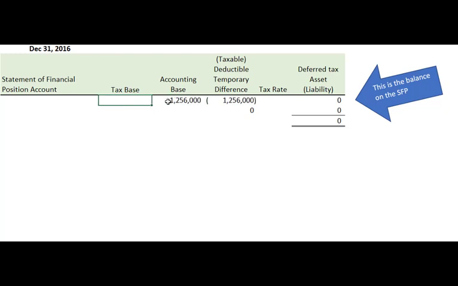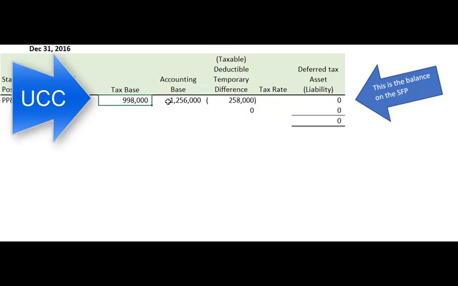$1,256,000. So this is property, plant, and equipment. It also tells us in that same section that the UCC at that same date was $998,000.